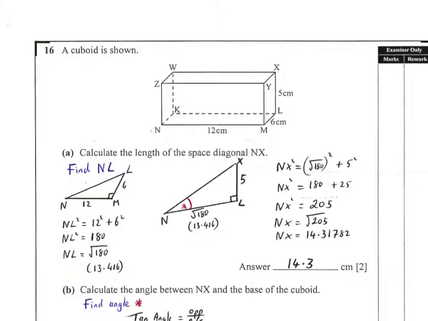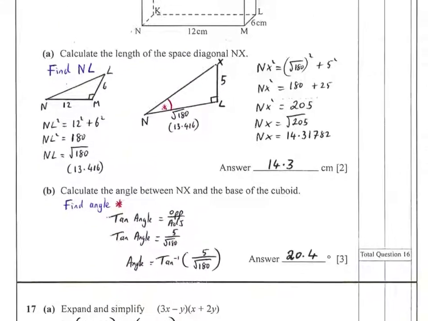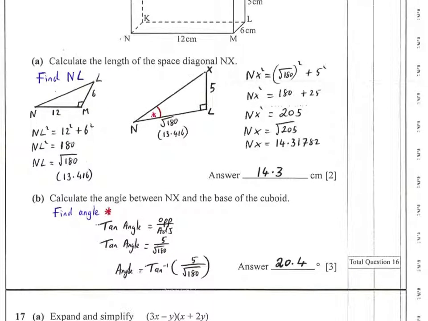Find the angle between NX and the base. We're looking for this angle. There's the opposite, there's the adjacent. So we'll use inverse tan of the 5 divided by the square root of 180, 20.4 degrees.